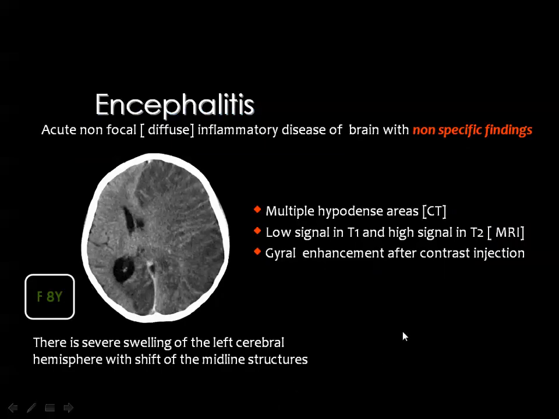Then encephalitis on CT scan and MRI has no specific imaging findings. Actually, you only see multiple hypodense areas in the CT scan, and these areas will appear of low signal in the T1, high signal in the T2, and the FLAIR. And if you inject the contrast in both CT or MRI, you may get no enhancement or a minimal gyral pattern of enhancement, which is almost similar to that occurring with infarctions.